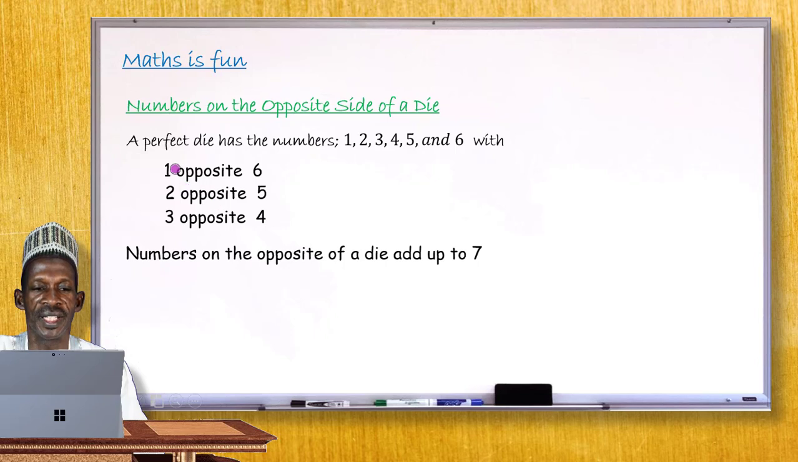And if you look at these numbers on the opposite faces and add them, what you have is nothing but 7. 1 plus 6 gives you 7. 2 plus 5 gives you 7. 3 plus 4 gives you 7. Which I believe you never noticed. You have been using the die, but you never noticed what happened to the numbers on the opposite sides of it.